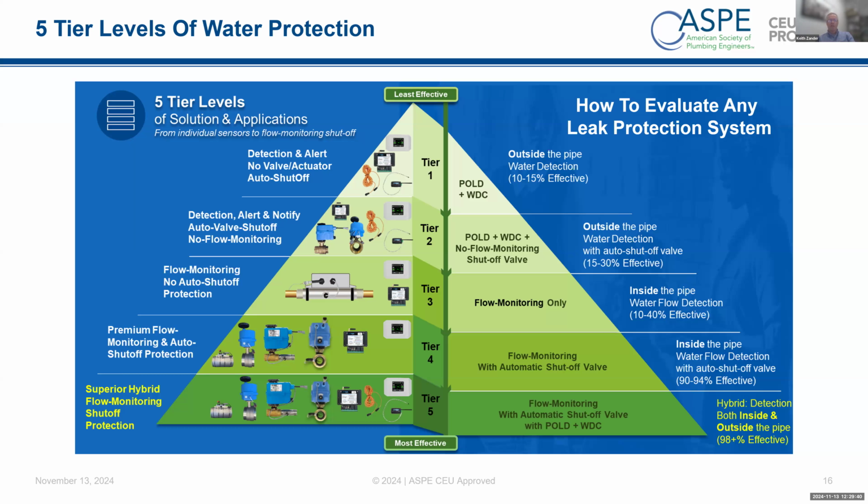So tier 4, you have inside the pipe flow monitoring, you have automatic water shutoff, and notification. So you kind of have the best of most worlds. And then we jump to tier 5. You have what we call both, inside the pipe and outside the pipe. And roughly, insurance companies have said, it's about 95% plus effectiveness if everything is installed right.